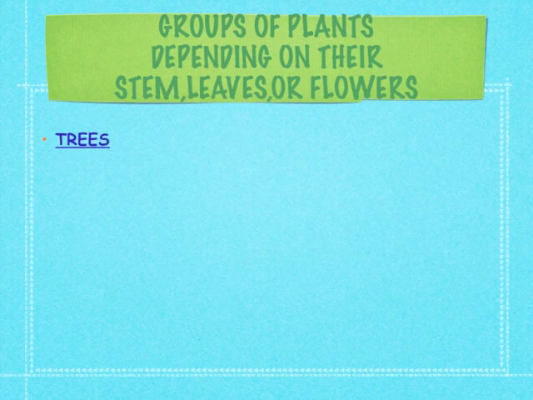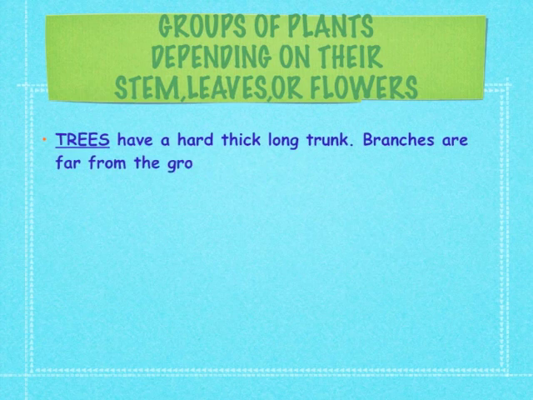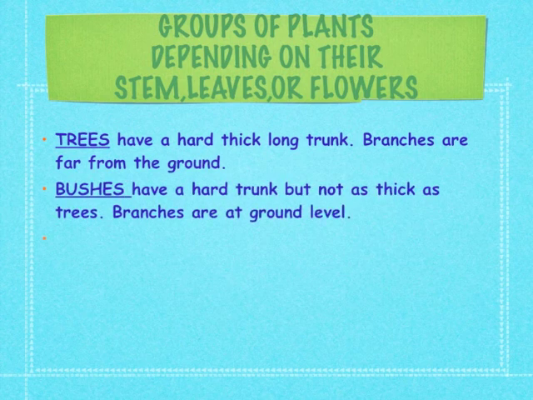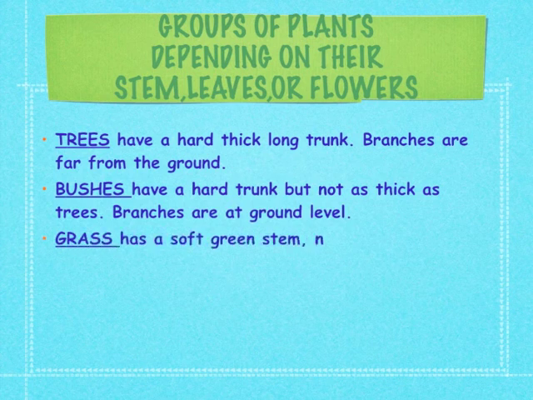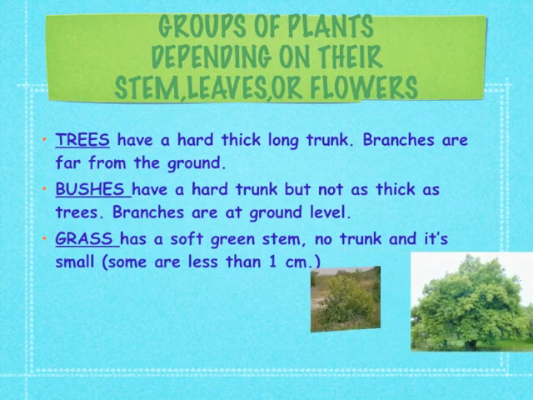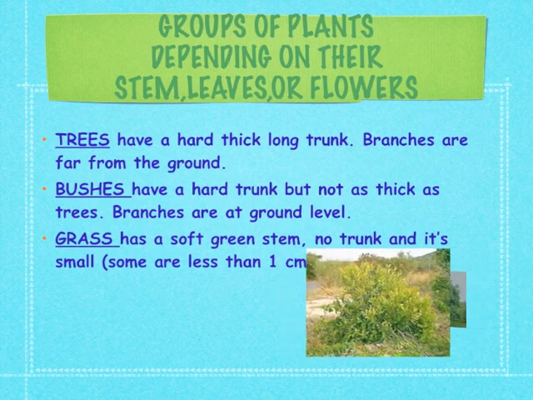Groups of plants depending on their stems, leaves, or flowers. Trees have a hard, thick, long trunk. Branches are far from the ground. Bushes have a hard trunk, but not as thick as trees. Branches are at ground level. Grass has a soft green stem, no trunk, and it's small. Some are less than 1 centimeter.